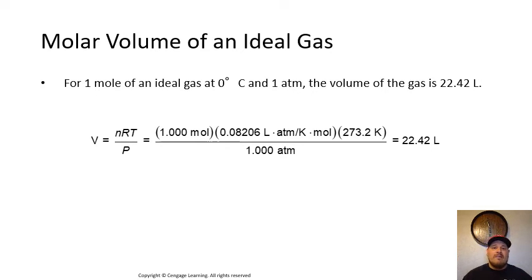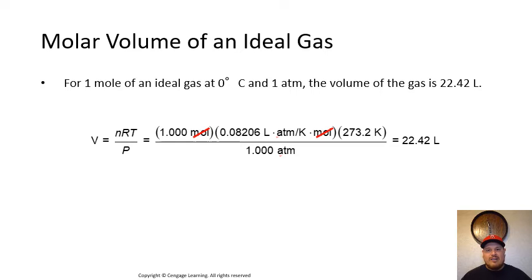All right, so what about problems like this? Molar volume of an ideal gas. For 1 mole of an ideal gas at 0 degrees Celsius and 1 atm, the volume of the gas is 22.42 liters, or sometimes written as just 22.4. So we have these things called STP. If it's an ideal gas and you have 1 mole of the substance at 0 degrees Celsius, which is 273 Kelvin, and 1 atm, the volume of that ideal gas will always be 22.4 liters, no matter what, as long as it's an ideal gas like nitrogen gas or oxygen or something like that.